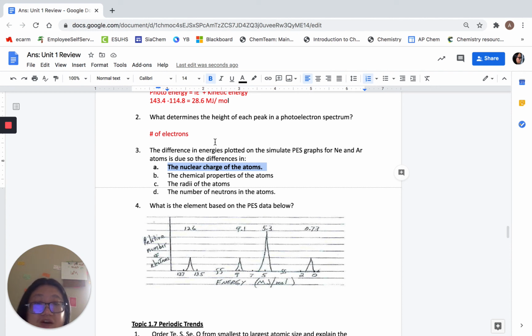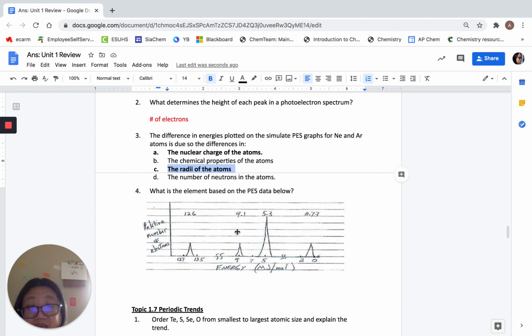Chemical property, not really. PES doesn't graph chemical property. Atomic radii of the atoms, a little bit. The number of neutrons in the atom, no, not really. If this were only asking for one answer, I would go with the nuclear charge of the atom. But if it were asking for everything involved, radius is also included because the closer the electrons are to the nucleus, the harder it is for them to move, basically.